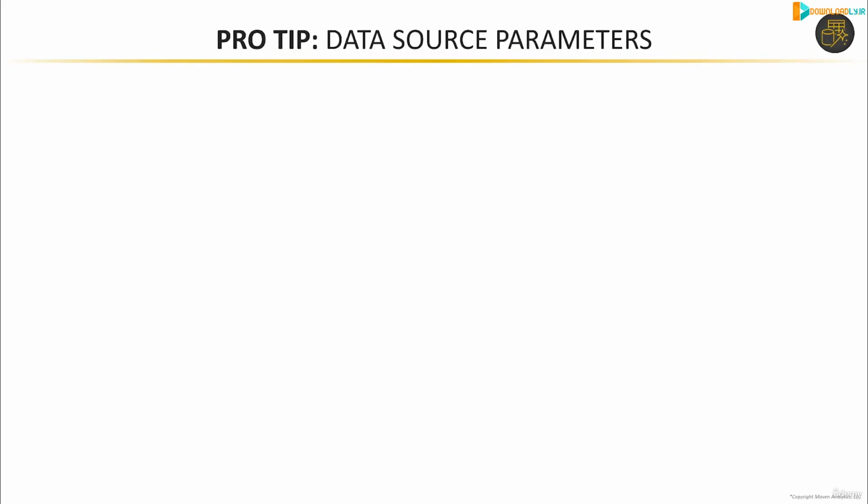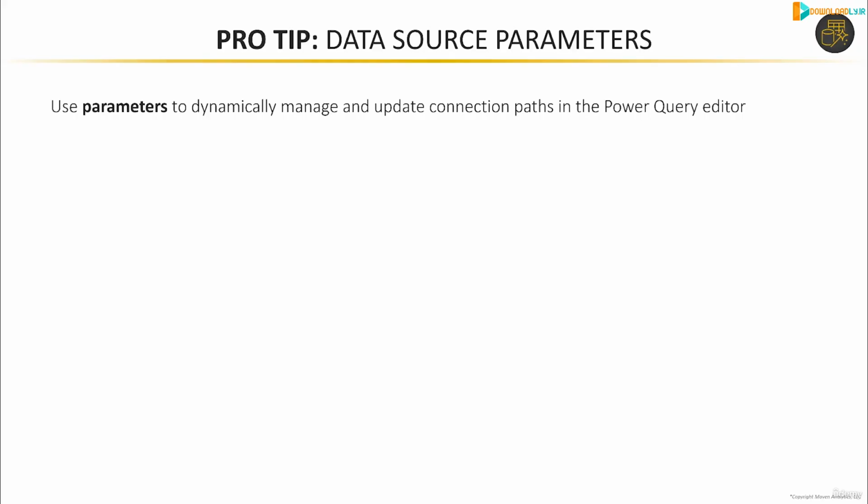Or better yet, what if you developed a report and wanted to allow other team members to dynamically change the database schemas? Well, that's where dynamic data source parameters come into play, because they allow you to dynamically manage and update connection paths within the query editor. And parameters can be found within the Home tab, just to the left of the data source settings, and they allow you to do things like manage, edit, and create new parameters.